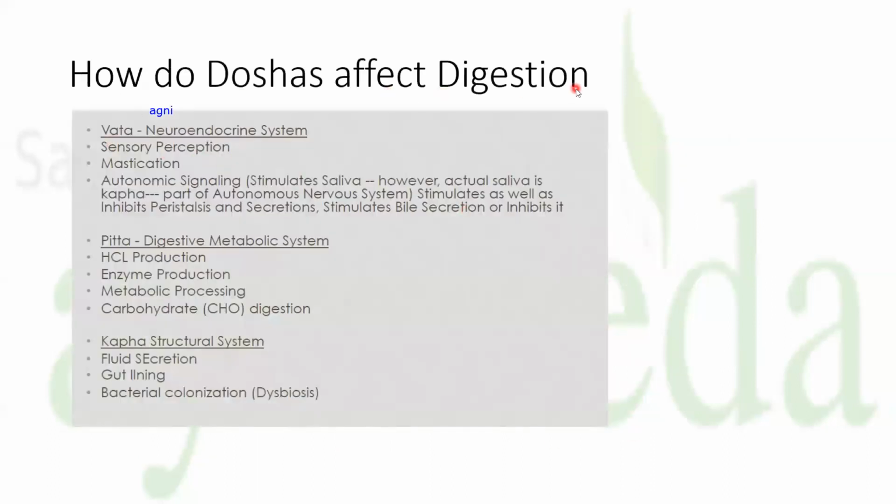How do doshas affect digestion? Vata is, I told you, prana is the organizer, right? The minute your nose is smelling nice foods, the minute you're passing by a beautiful bakery and you can smell all that beautiful bread and things cooking and all those smells, the neuroendocrine system is coming into play, which is run by vata, which is run by prana. So your sensory perception, your mastication, then of course the saliva is getting produced, both the kapha. So prana is the organizer. That's what I meant, your neuroendocrine system.